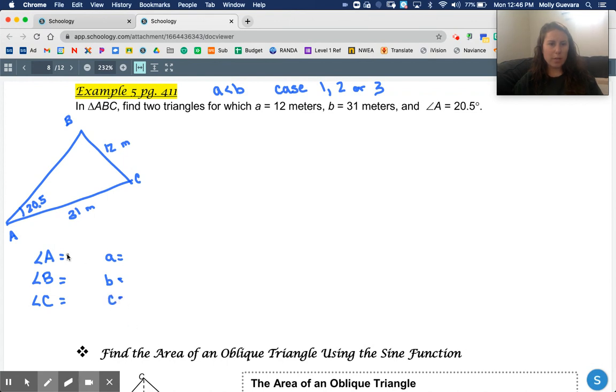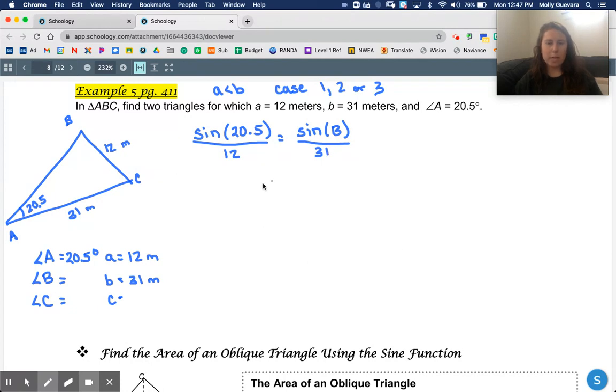So I'm going to fill in what I know so far. I know that this is 20.5 degrees. I know that side A is 12 meters, and I know that side B is 31 meters. So I'm going to use my law of sines to find angle B, right? So sine of my angle over the side equals sine of my angle over the side.